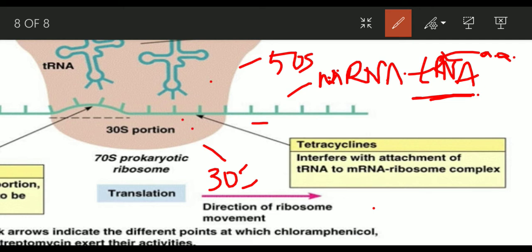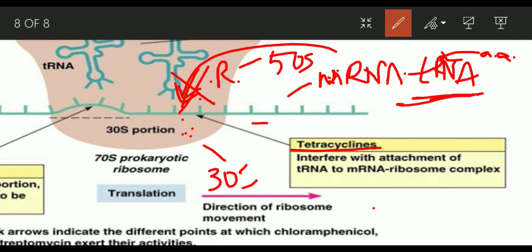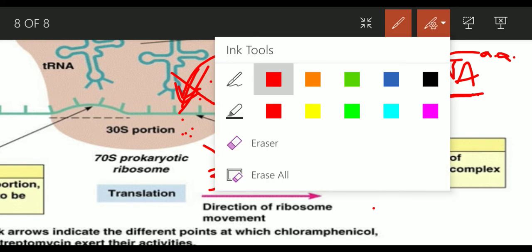This is the mRNA ribosome complex. So the tRNA has to come and attach. So this attachment of the tRNA is inhibited by tetracycline. So no new tRNA can attach to the mRNA and ribosome complex. So the polypeptide synthesis is inhibited. So this is the mode of action of tetracycline.